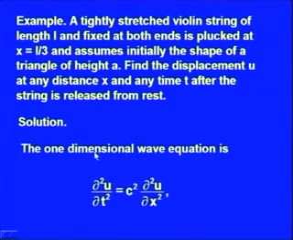So, let us again discuss the solution of the one dimensional wave equation, which is governing the motion of the stretched violin string. The equation is delta square u over delta t square equal to c square delta square u over delta x square.